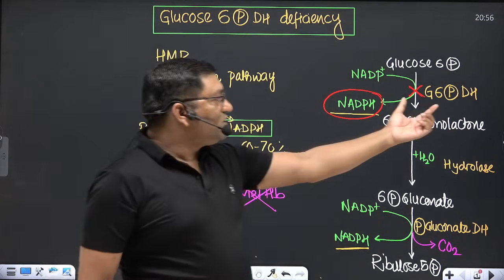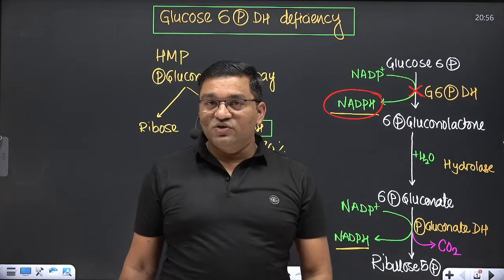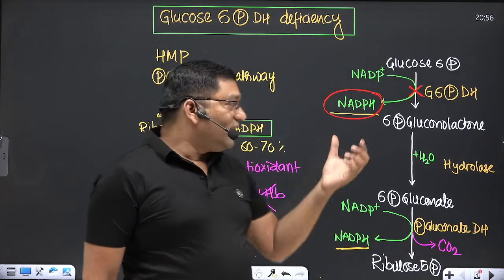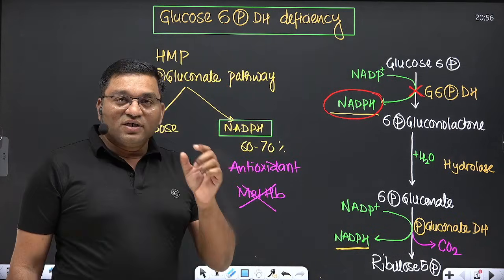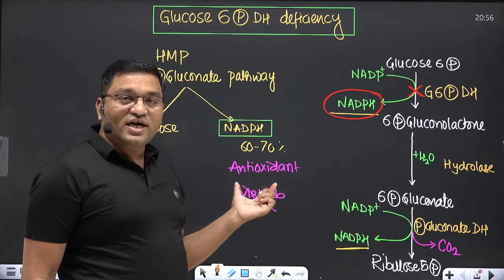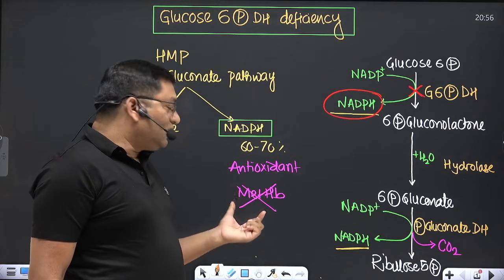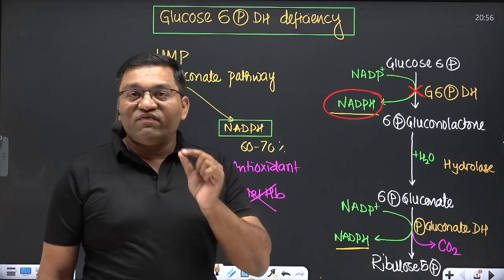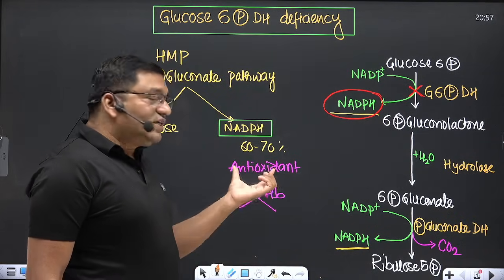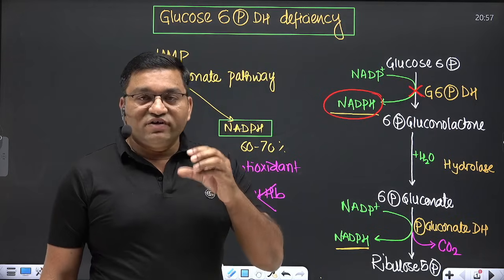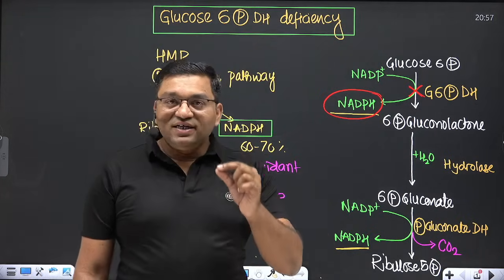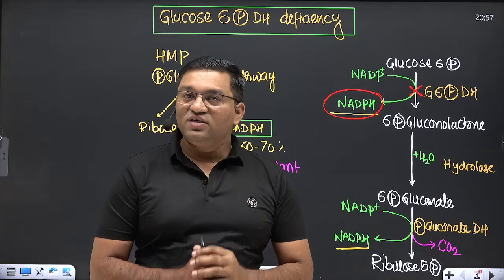If there is deficiency of glucose 6-phosphate dehydrogenase, NADPH production will be reduced. And NADPH is important in the RBCs for two important functions: its antioxidant activity, and it keeps the iron in the ferrous state, so it prevents methemoglobin formation. The antioxidant property of NADPH is very important in RBCs, and that's why it is important in maintaining the integrity of the RBC membrane.